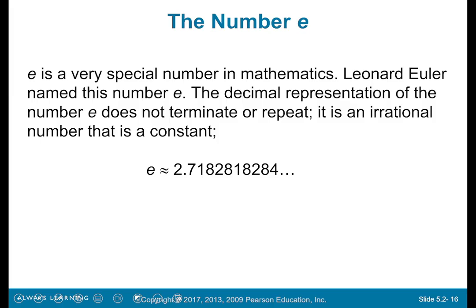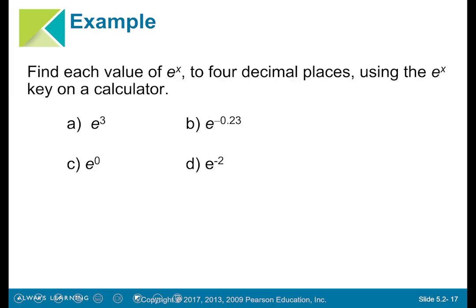It's approximately 2.718. It is actually a button on your calculator, the number e, and we're going to practice with it here in a moment. So find each value of e to the x to 4 decimal places, and of course we're going to use a calculator. So e to the third, e to the 0, e to the minus 0.23, and e to the minus 2.